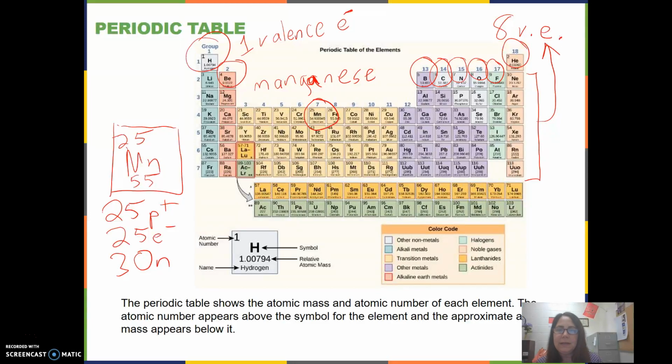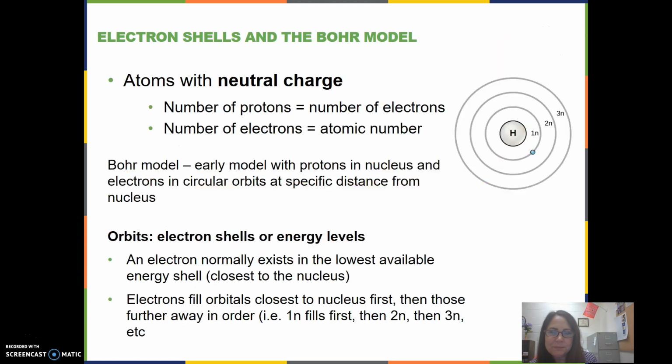And you can also learn information from the periods, or the rows. Period 1, for example, tells you that the atoms in that period have one energy level. And then period 2, they have 2 energy levels. And period 3, they have 3 energy levels, and so on, all the way to 7 energy levels. And there may be more than that, but I know there's at least 7 that an atom can have.